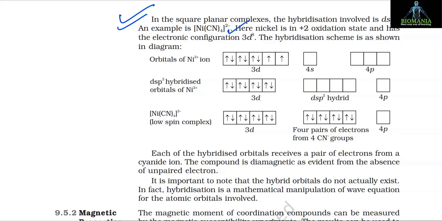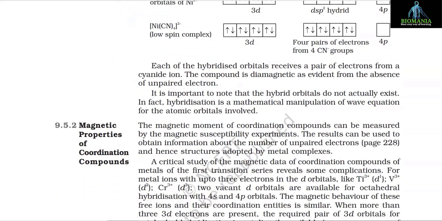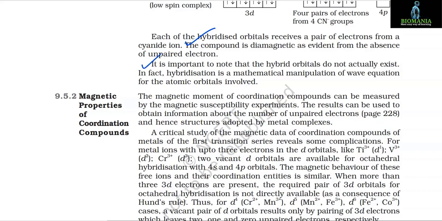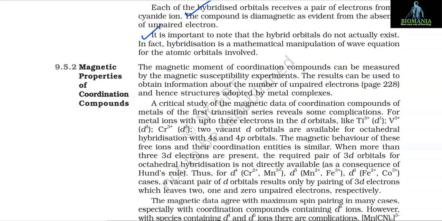Here nickel is in +2 oxidation state and has the electronic configuration 3d8. The hybridization scheme is as shown in the diagram. Each of the hybridized orbitals receives a pair of electrons from a cyanide ion. The compound is diamagnetic as evident from the absence of unpaired electrons. It is important to note that hybrid orbitals do not actually exist. In fact, hybridization is a mathematical manipulation of the wave equation for the atomic orbitals involved.